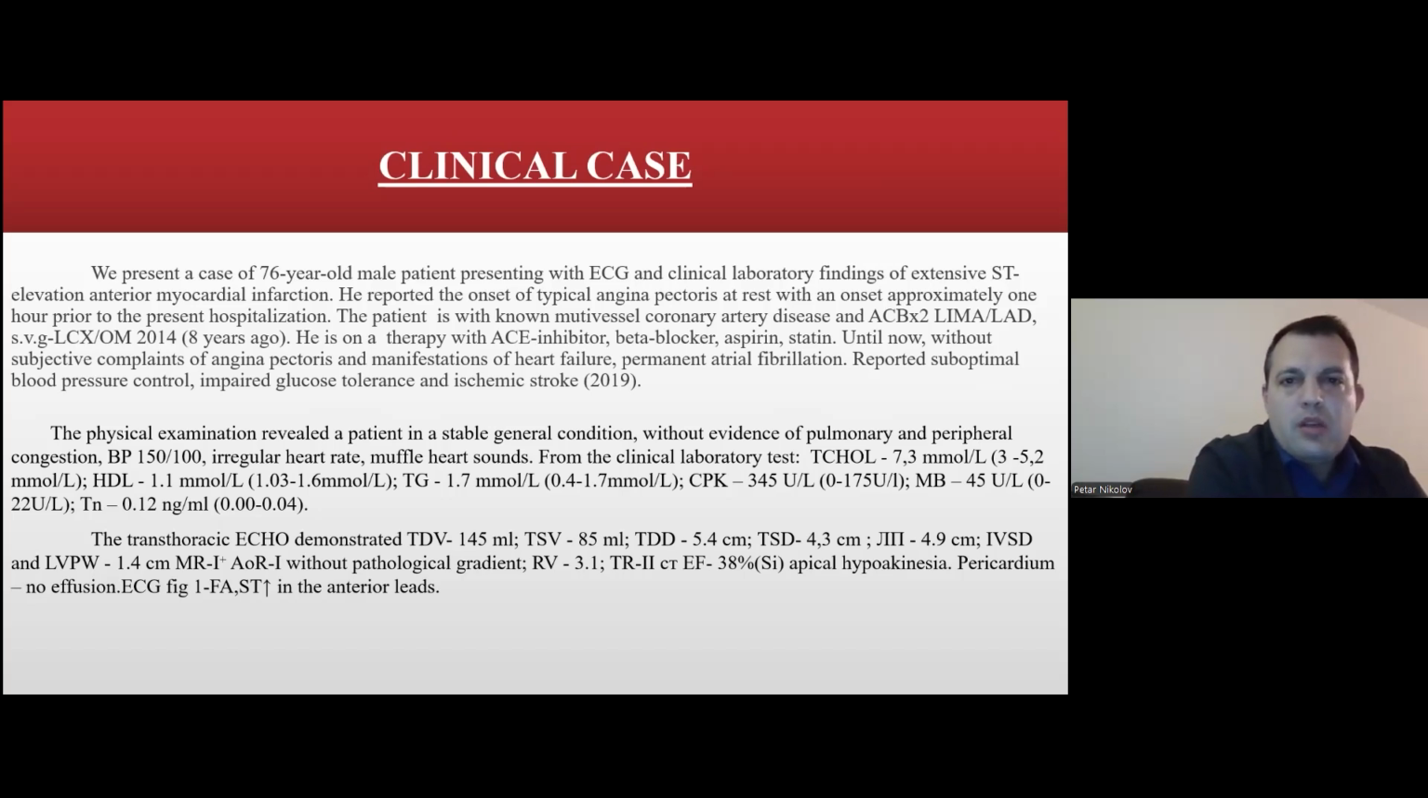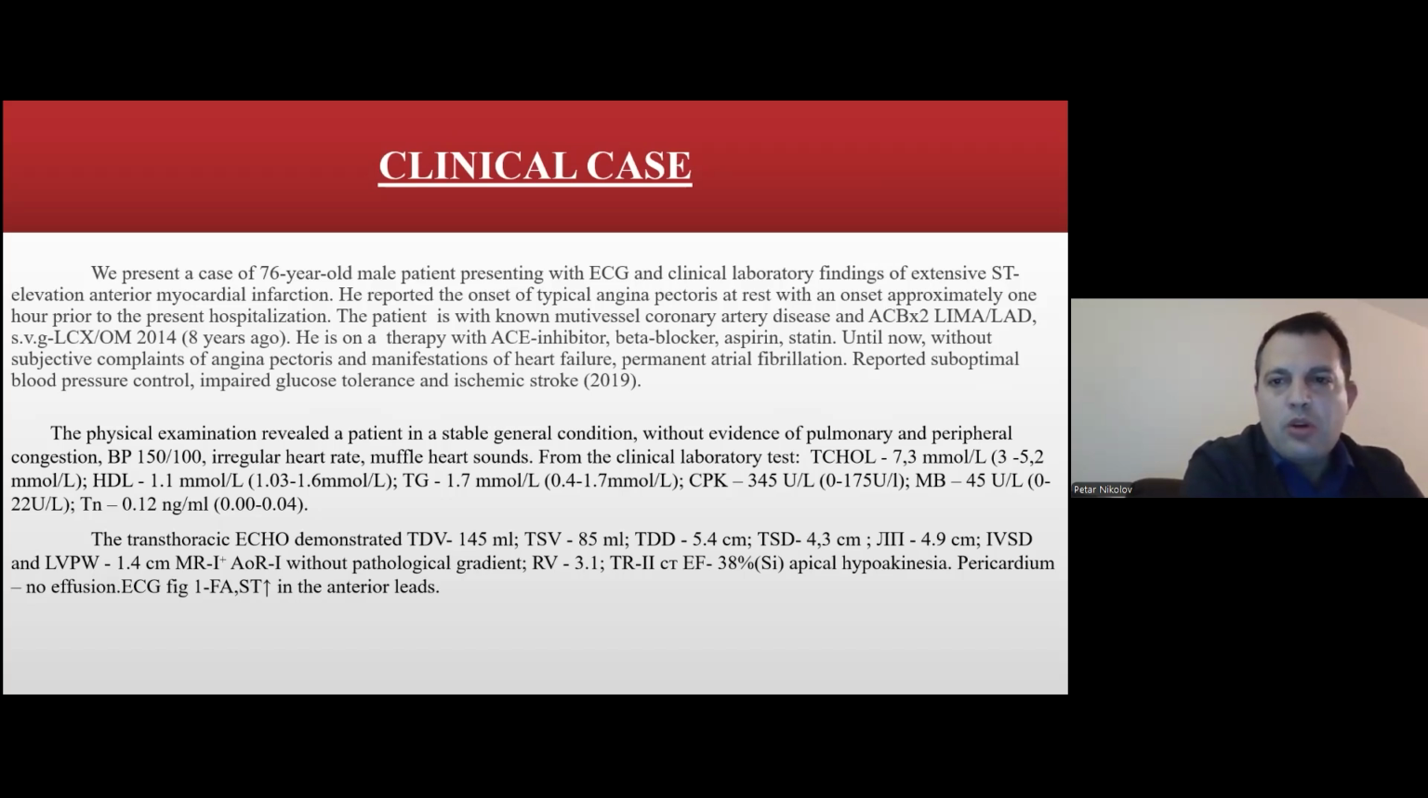He is on therapy with ACE inhibitor, beta blocker, aspirin, and statin, until now without subjective complaints of angina. He has permanent atrial fibrillation, but was without any oral anticoagulation therapy. He reported suboptimal blood pressure control, impaired glucose tolerance, and a previous ischemic stroke in 2019. The physical examination revealed a patient in good general condition, without evidence of acute heart failure or pulmonary or peripheral congestion. Blood pressure was 150 over 100, with irregular heart rate and muffled heart sounds.